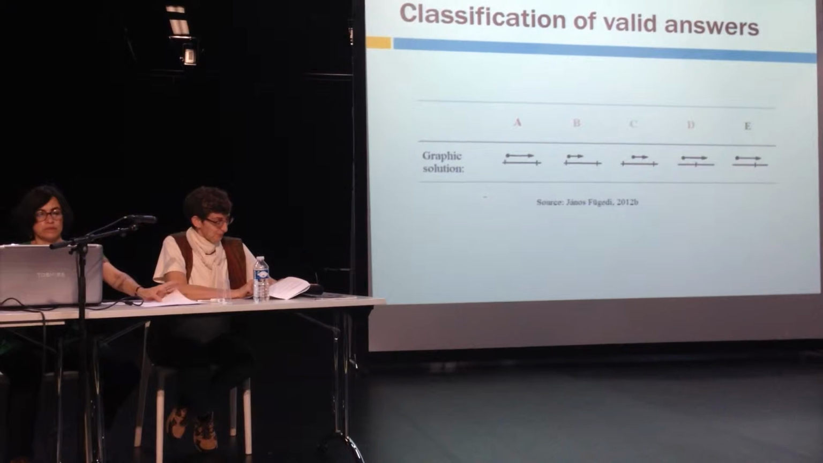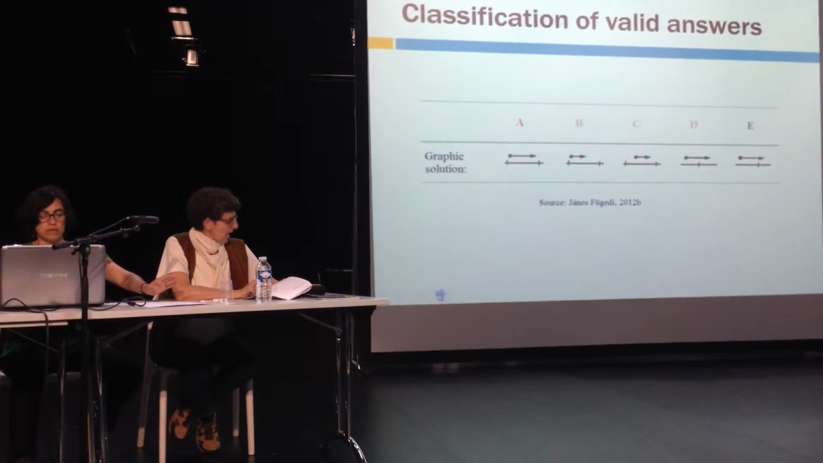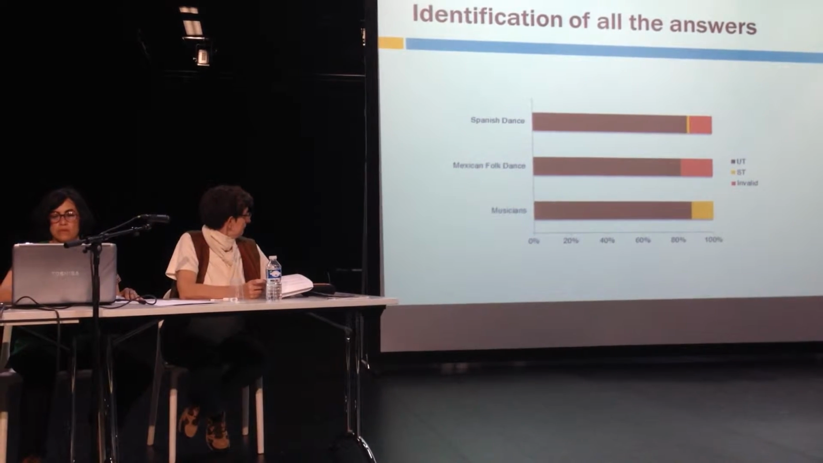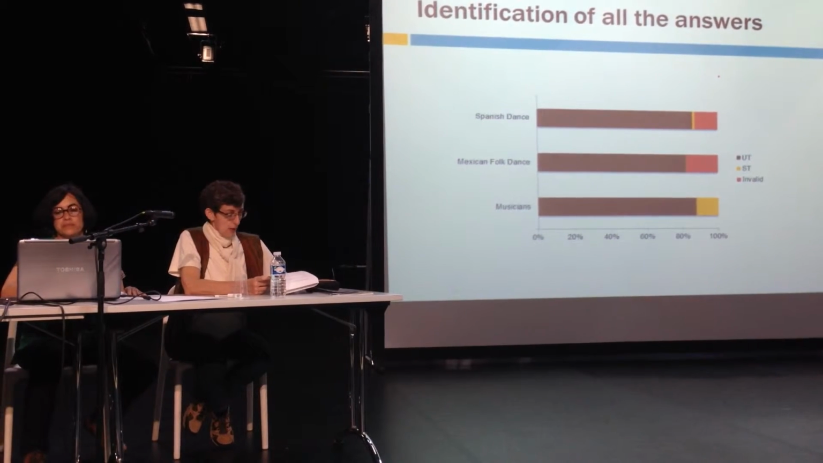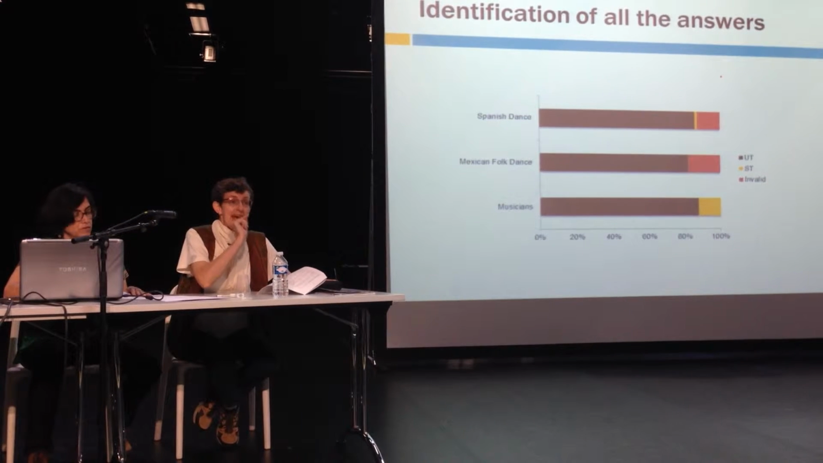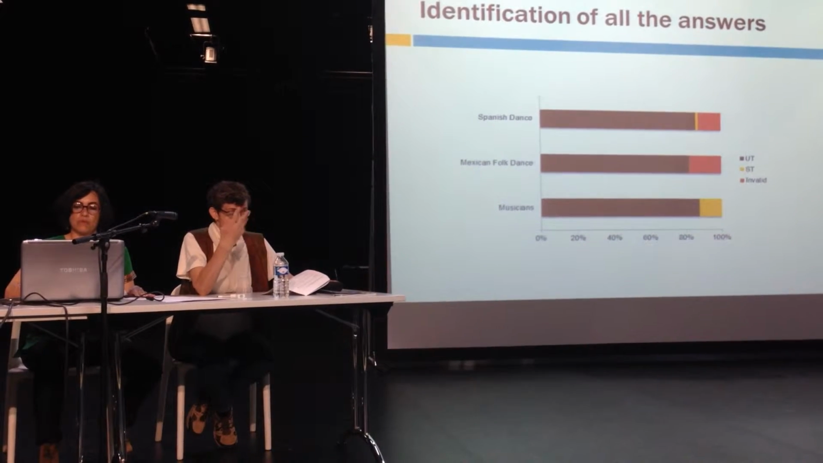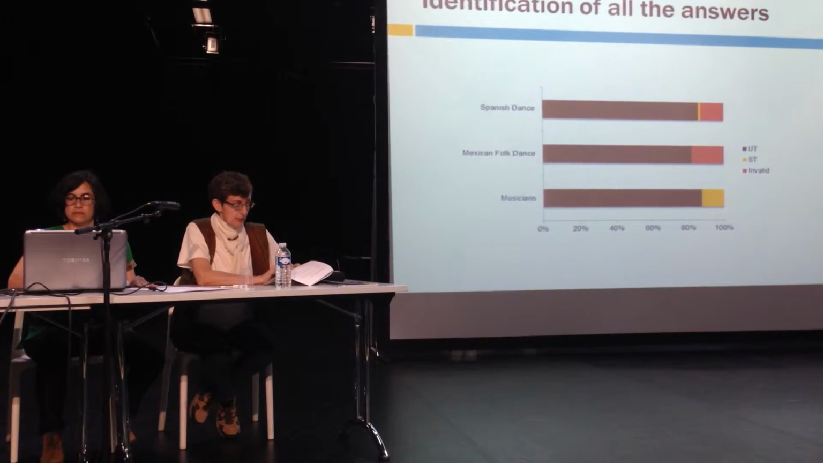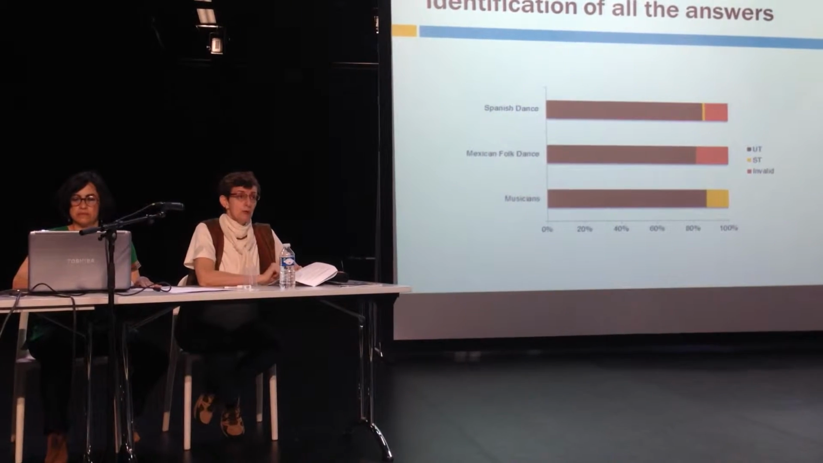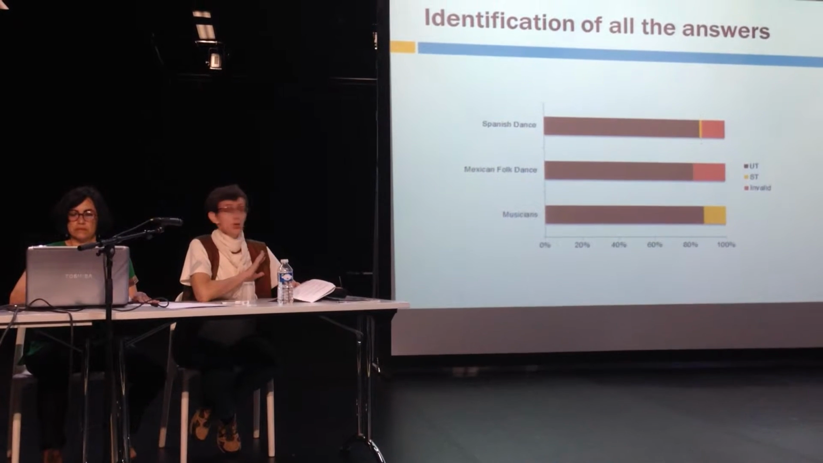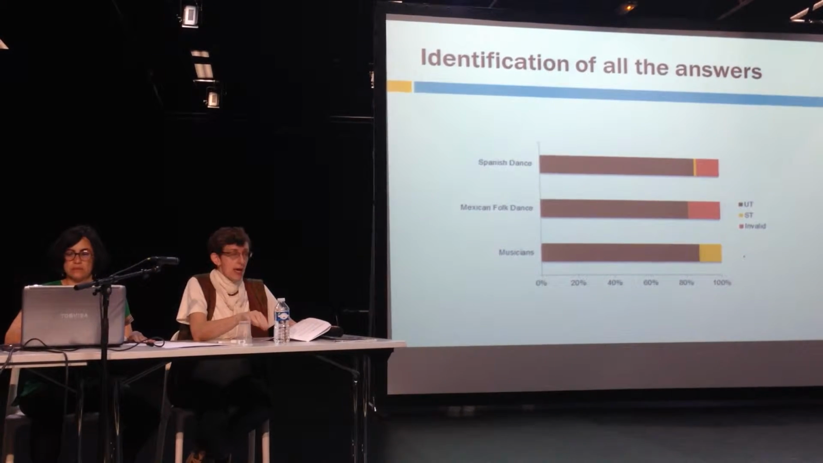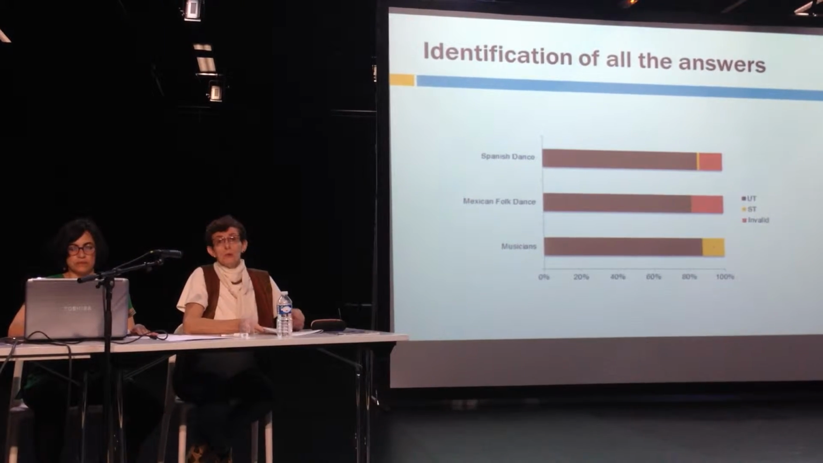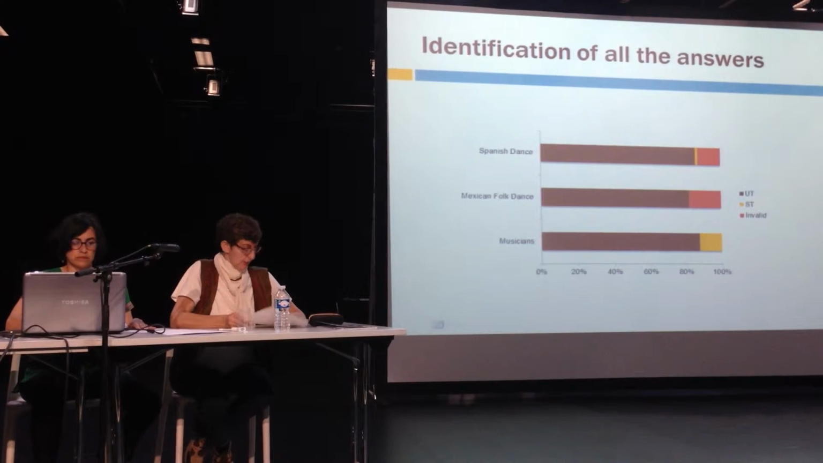In the graph, you can see how similar the answers were. How similar the dancers' answers were. They had many invalid answers and very few specific timing answers, as opposed to the control group, who had no invalid answers and much more ST answers. We will go on to discuss the results.